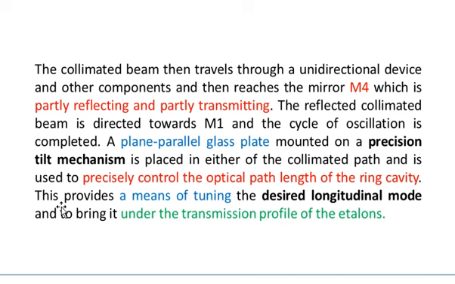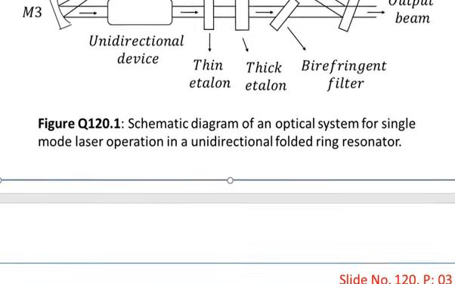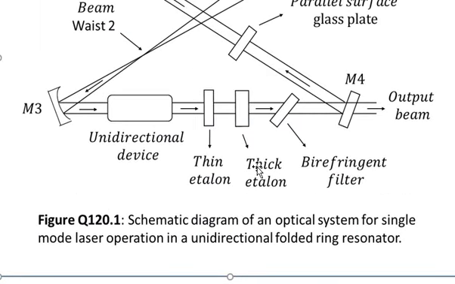So this sentence is about the same glass plate. This provides a means of tuning the desired longitudinal mode and bringing it under the transmission profile of the etalon. So you see that we have placed two etalons, thin etalons and thick etalons, and they have their transmission profiles. Their transmission profiles have been discussed in slide number 119. So if you want to know the functions of thin etalon and thick etalon, I would suggest you consult the previous two slides, that is slide number 118 and slide number 119.